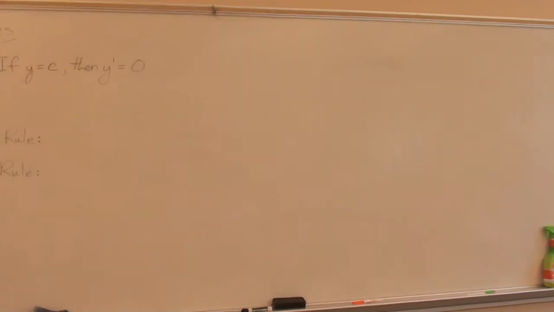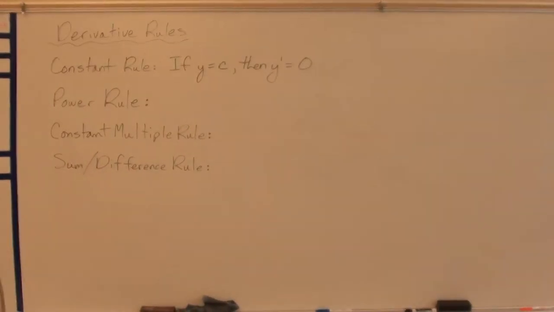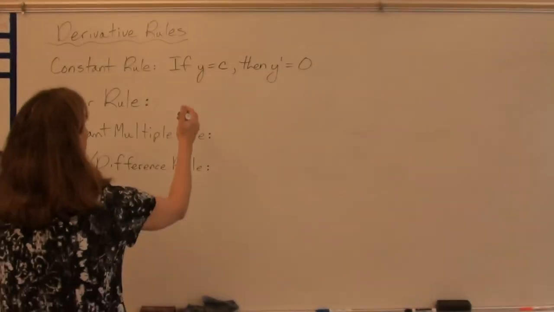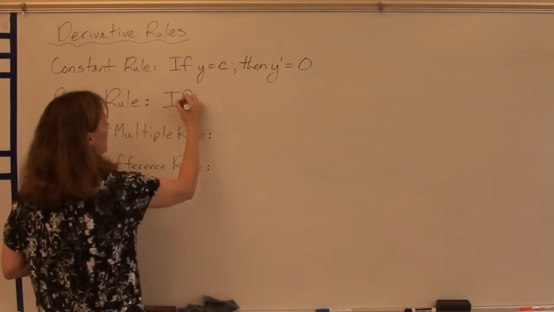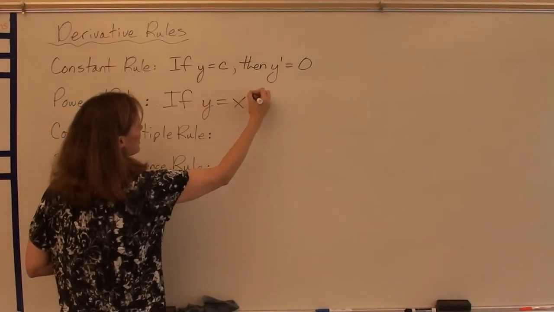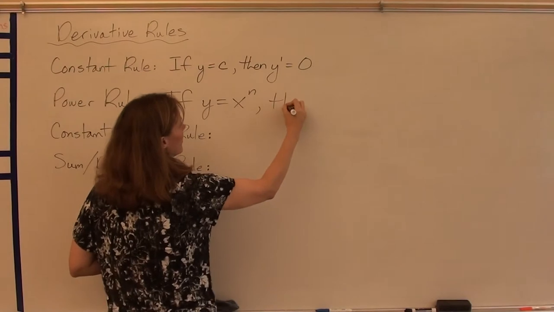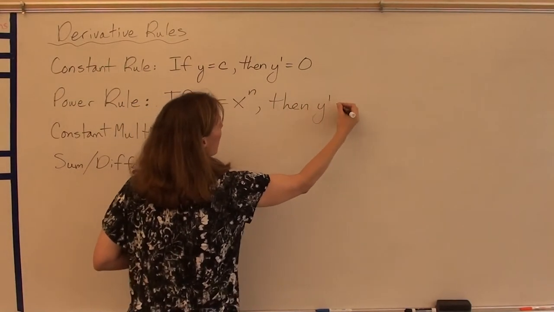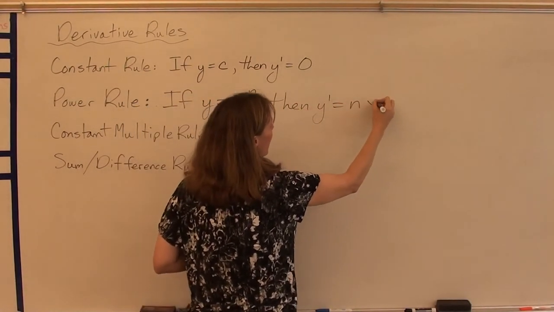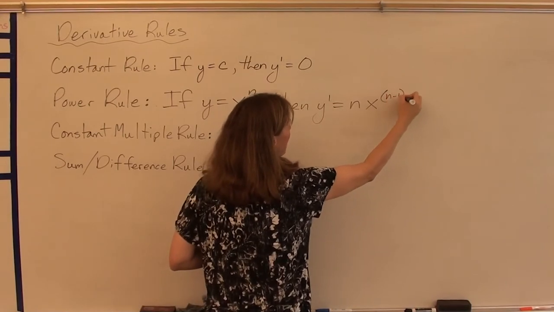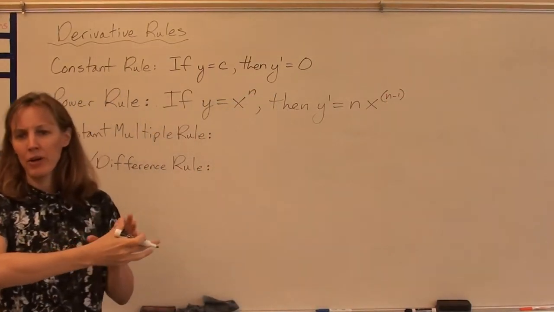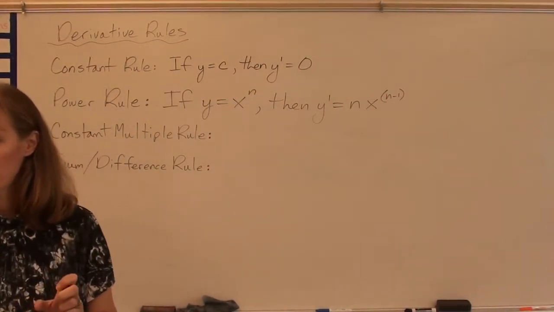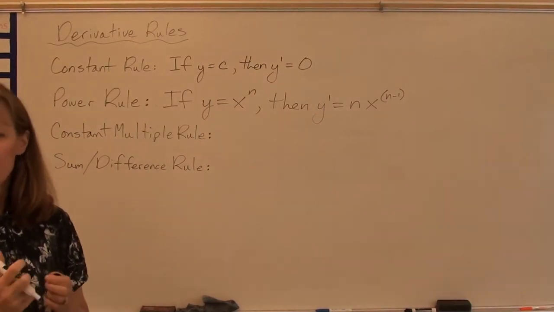Power rule. Okay, so the power rule says if y equals x to the n, then y prime is nx to the n minus 1. So you take the power, you multiply it times the function, and then reduce it by 1.